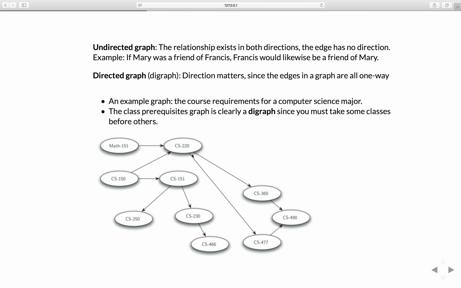In a directed graph, or digraph, the edges in a graph are all one way. That's why you have an arrow here. An example graph is the course requirements for a computer science major. The class prerequisite graph here is clearly a directed graph, since you must take some classes before others. In this example, if you want to take the class CS220, first you need to take Math 151 before you can take CS220. So this is an example of a directed graph.